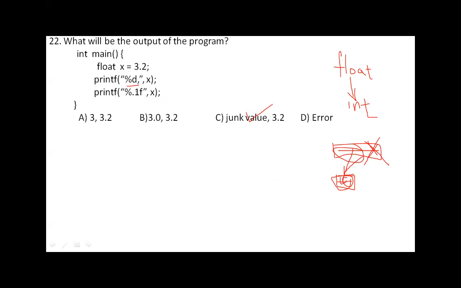And the second printf with %.1f prints up to only 1 decimal point, so 3.2 will be printed. So option C is correct here. Please remember, when you try to print a floating point value with %d, a junk value will be printed because you are trying to print a bigger bit pattern using a small bit pattern. So information loss will happen.